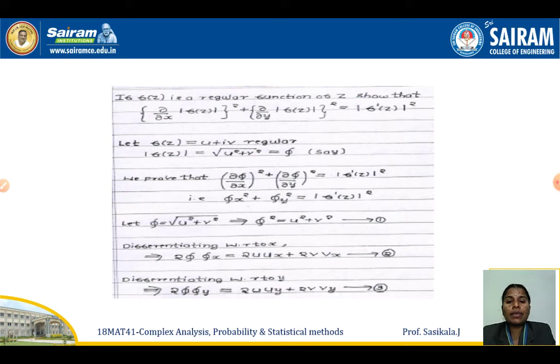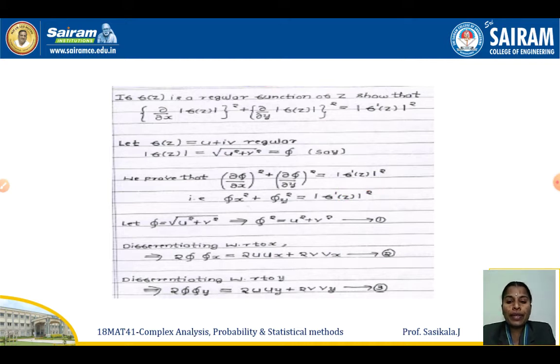To make it simple, I am taking a standard form of f of z. As per the definition, it is u plus iv. So what is the modulus of f of z? We saw this in the introduction video, right? The modulus of f of z is nothing but the square root of u square plus v square, which I am going to consider as phi. Now, replacing the modulus of f of z by phi, we need to show dou phi by dou x the whole square plus dou phi by dou y the whole square is equal to modulus of f dash of z the whole square.